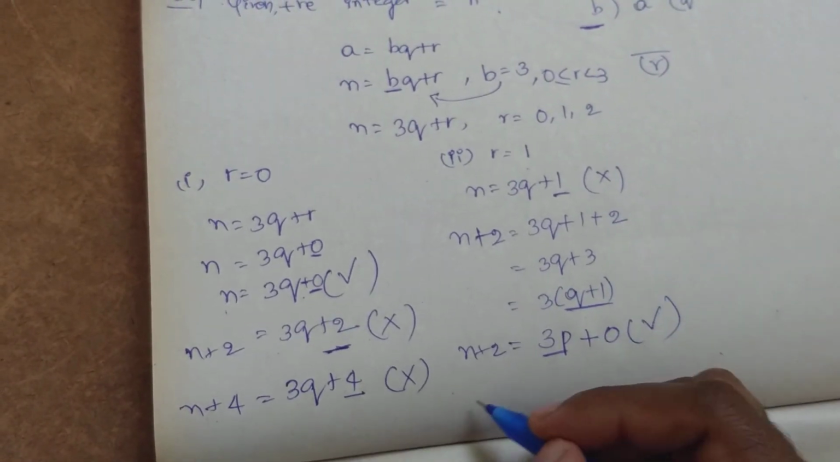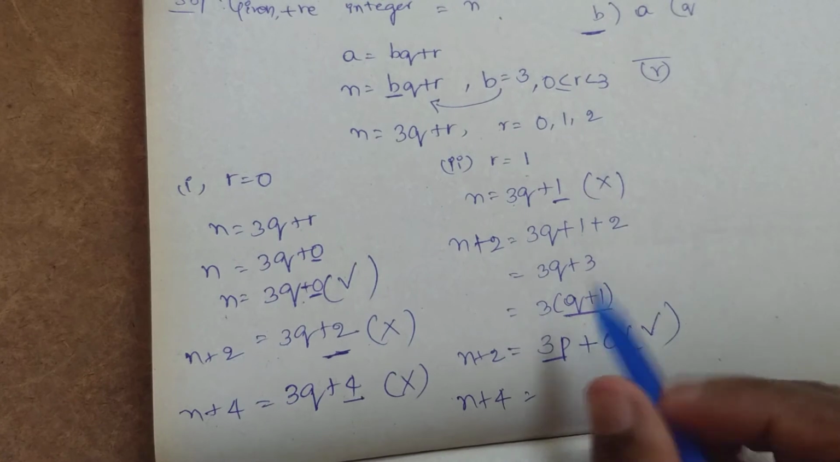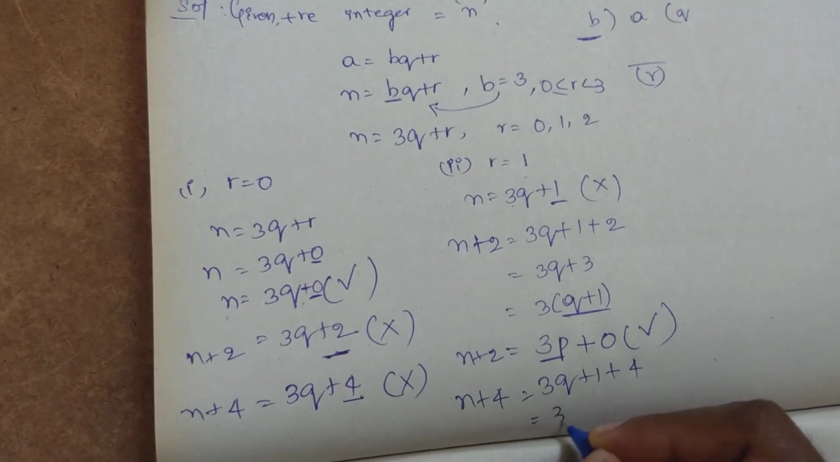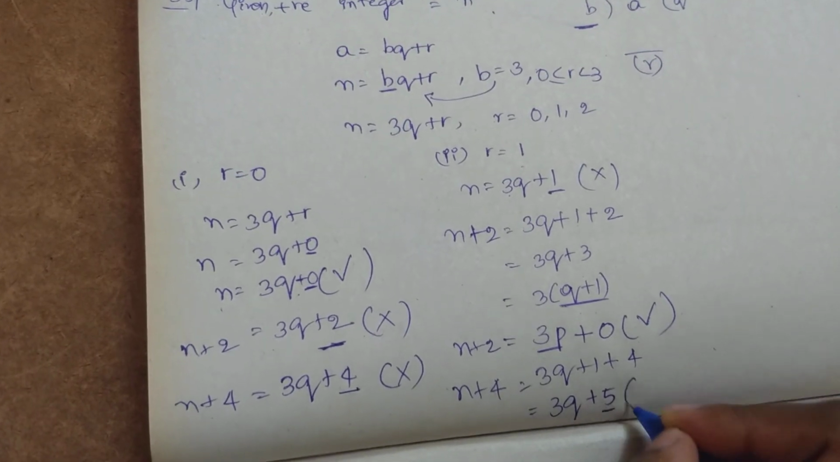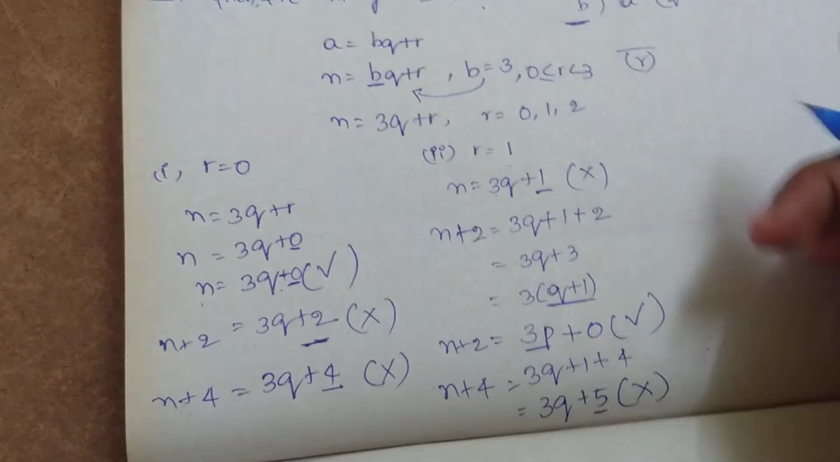In the case of n plus 4, add 4 on both sides: 3q plus 1 plus 4. You will get 3q plus 5. Here the remainder is 5. Hence n plus 4 is not divisible by 3 in the case of r equals 1.